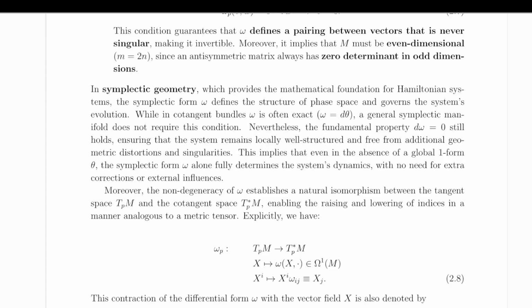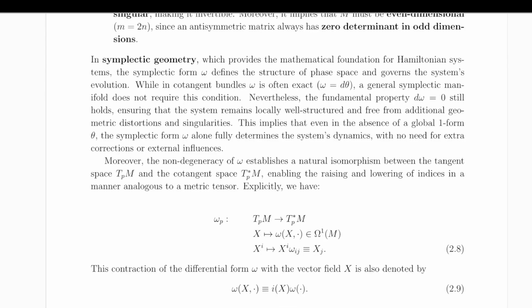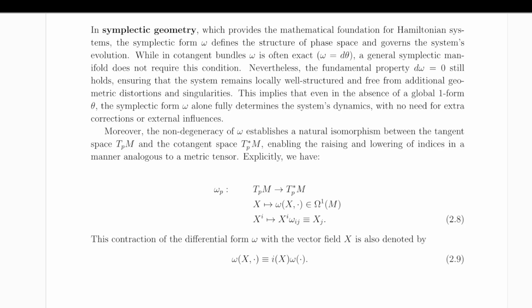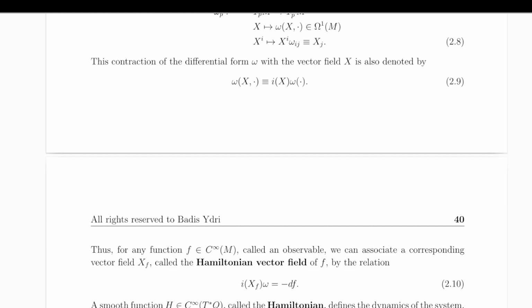The symplectic form omega allows us to bridge geometry and dynamics. It establishes a natural isomorphism between tangent and cotangent spaces. Given a function f called an observable, we associate a vector field X_f called its Hamiltonian vector field by requiring that the contraction of X_f with omega equals minus the differential of f.